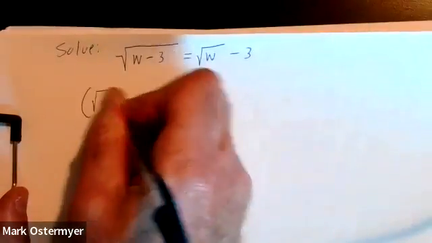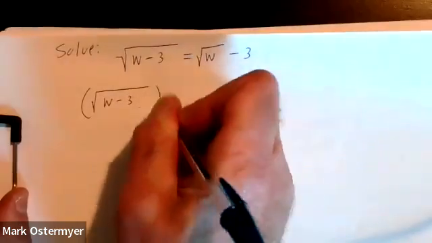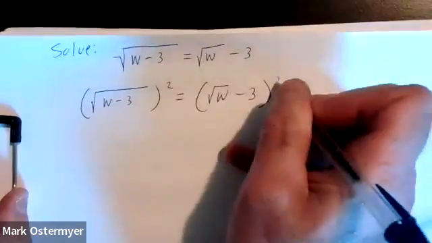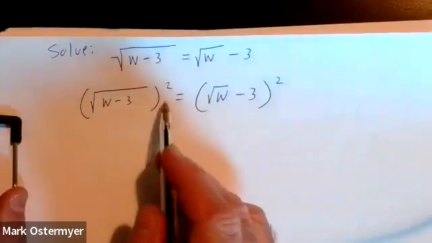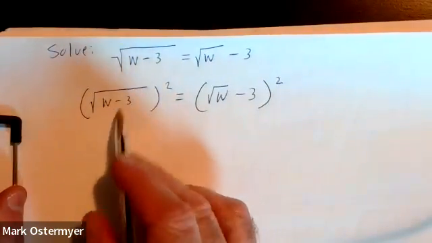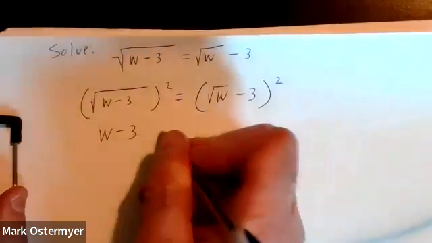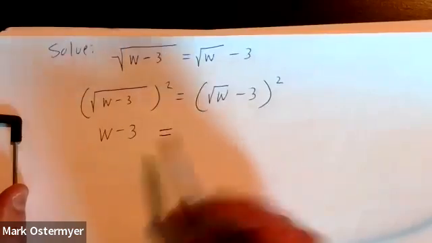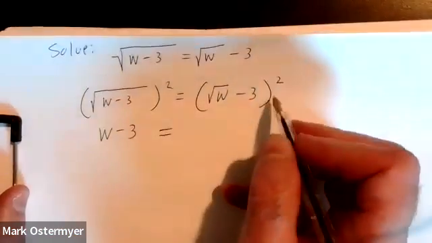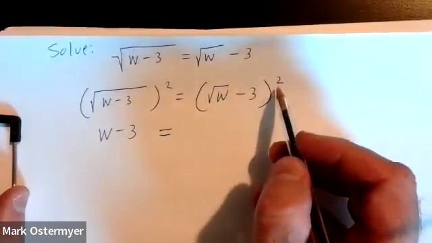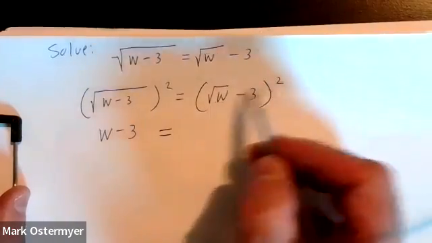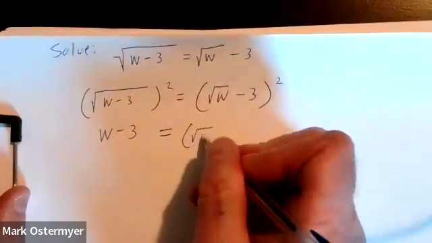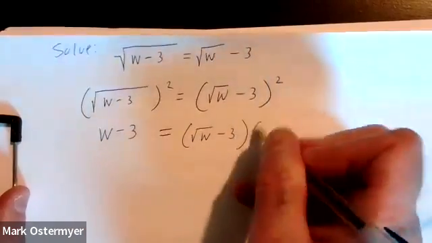So I'm going to square the left side of the equation, and I'm going to square the right side of the equation. You have to square the whole right side. The left side trivially simplifies down to just w minus 3, because when you square a square root, the square root and square disappear. The right side is not so trivial to simplify. It is not as simple as saying it's the square root of w squared minus 3 squared. That would be an error. No, on the right side, we're going to have to actually FOIL this all out.